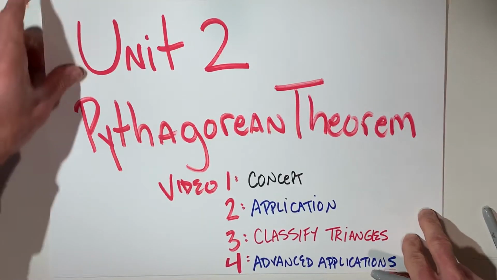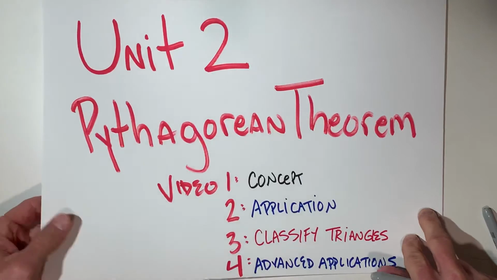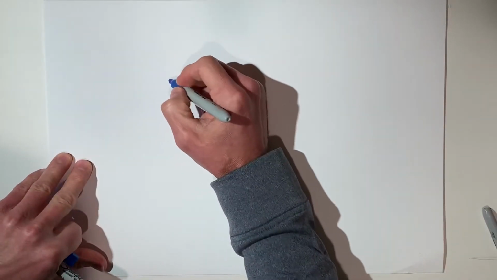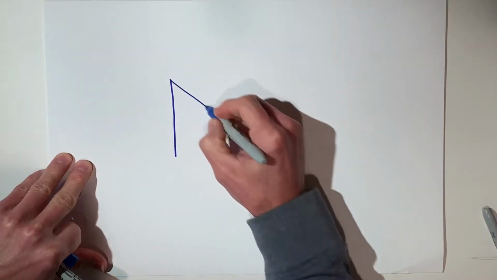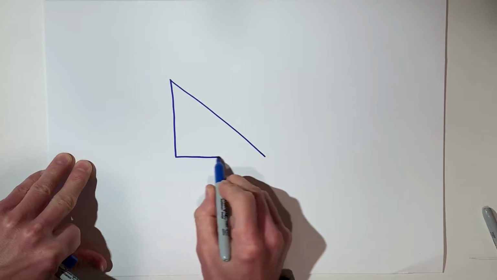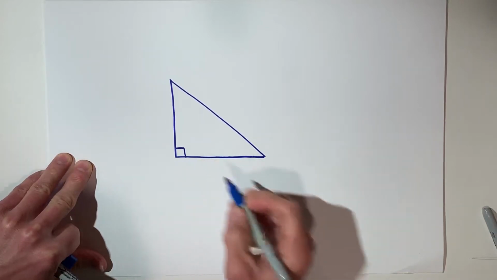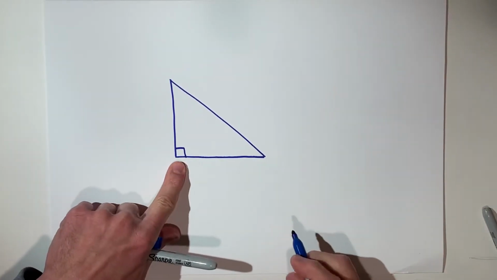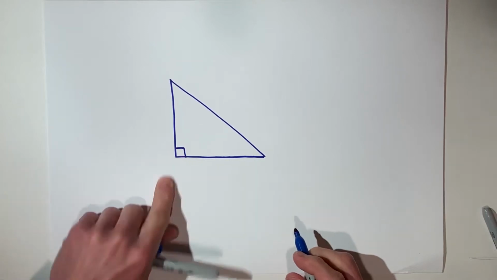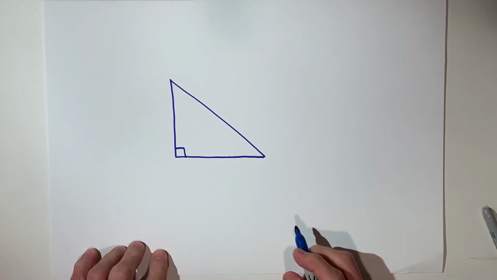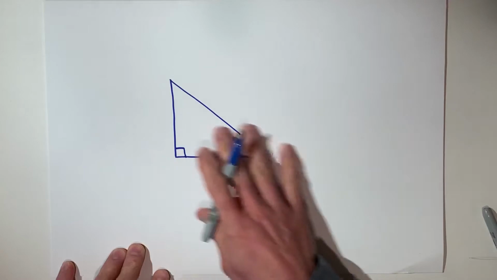So with that in mind, let's go ahead and immediately move on to the concept of what the Pythagorean Theorem is. Now, the Pythagorean Theorem is based on a relationship between the sides of a right triangle. And in a right triangle, you'll remember that there is a right angle, usually indicated with a little box in the corner. That right angle is 90 degrees, so this would be considered a right triangle.